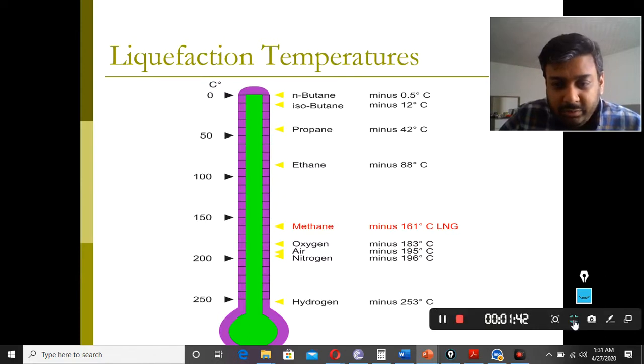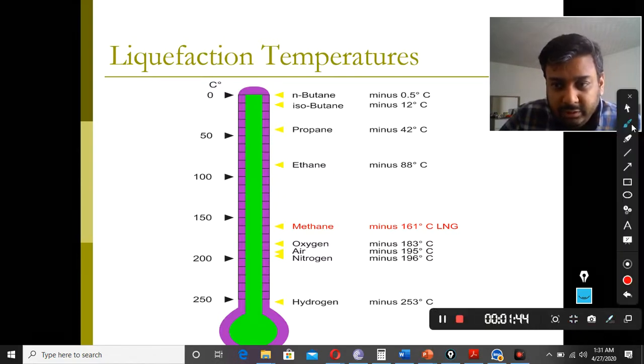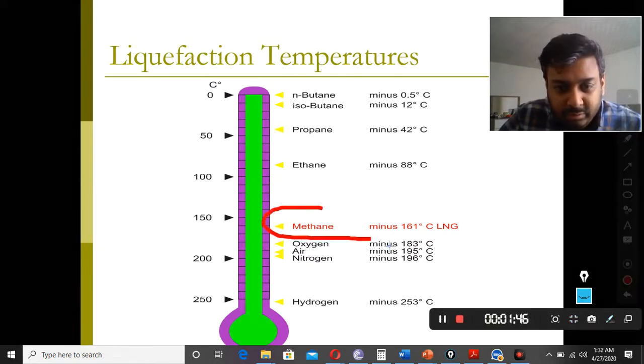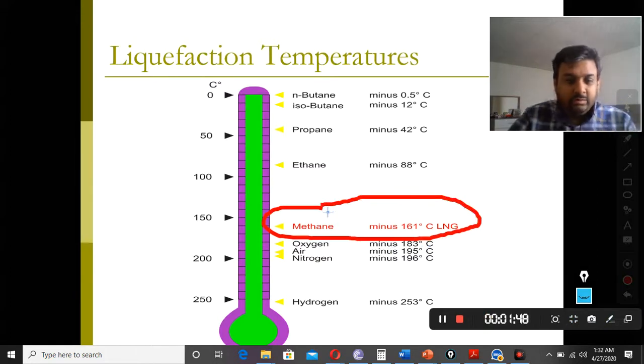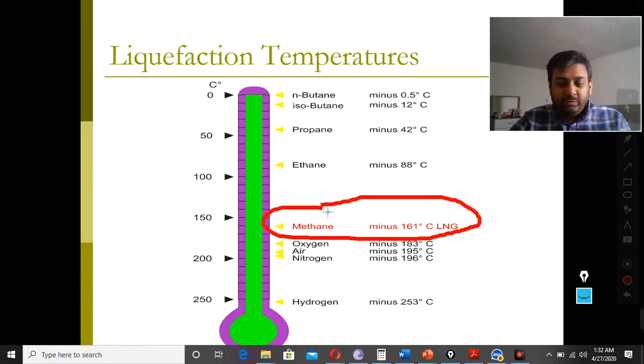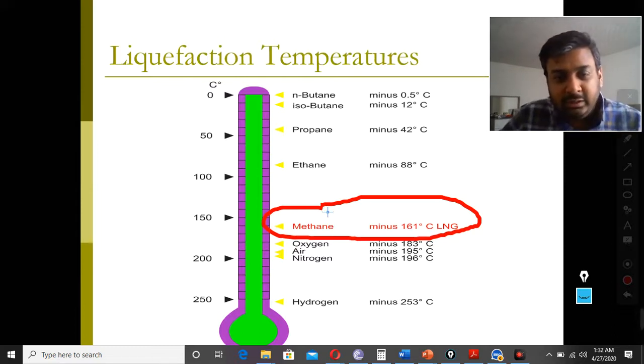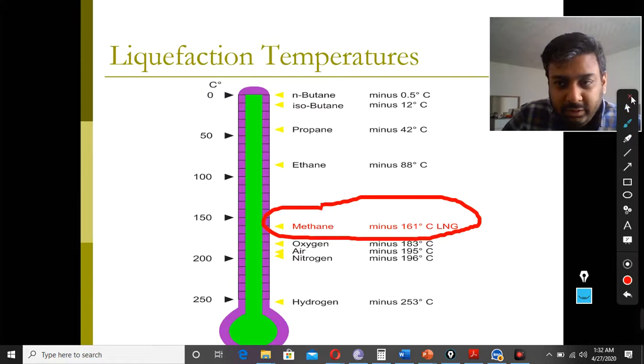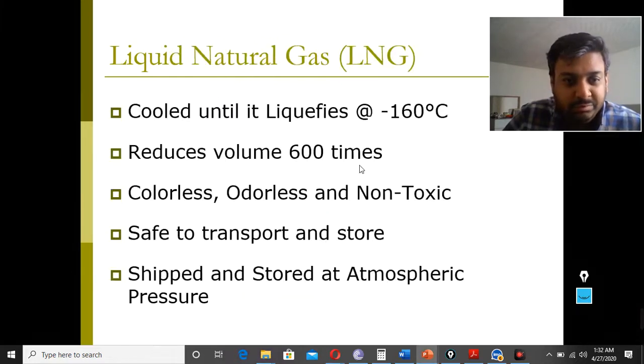And what temperature do we keep? As you can see here, methane at minus 161. At this temperature we keep the gas, and it becomes liquid, and then it is easy to transport in tankers. But again, we have to maintain the temperature. It is cooled until it liquefies at minus 160 degrees centigrade.